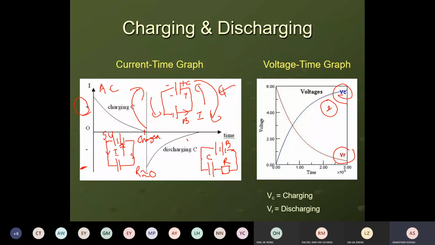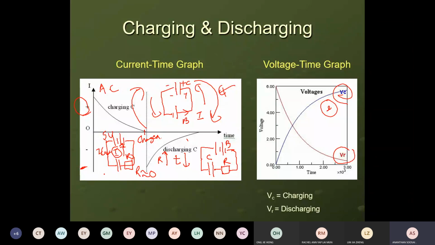So that's why we need a resistor. What is the function of the resistor here? To limit the current flowing into the capacitor. If R is very high, the time taken to charge the capacitor becomes long. Why? Because the current flow in the circuit is very low, so it takes time to charge the capacitor.